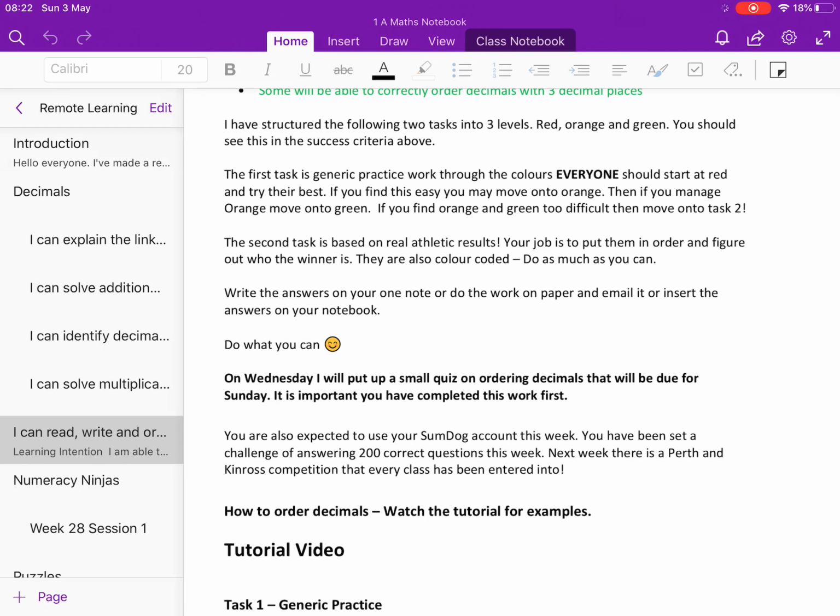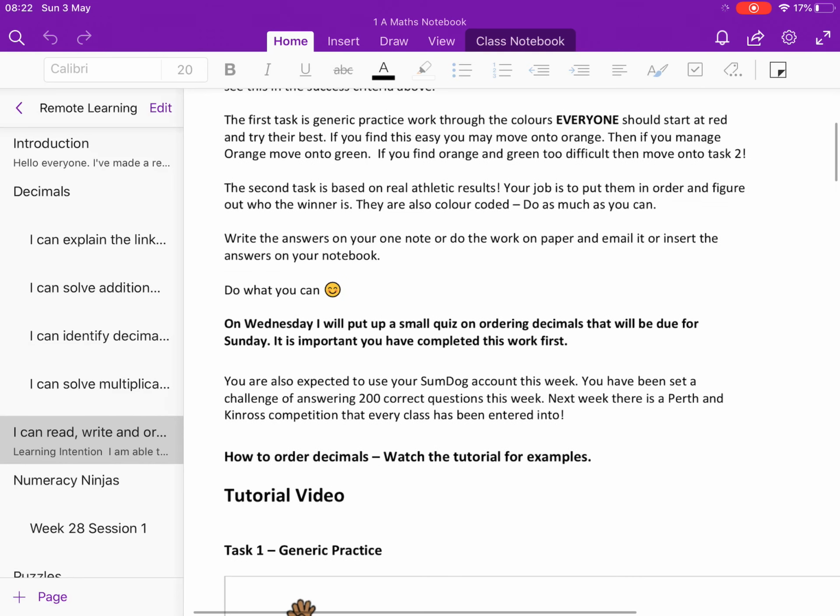This week, you are also expected to use your SumDog account. Next week, we're getting put into a competition. So this week, I've set you a challenge of answering 200 correct answers. I just want you to do that as soon as you finish any of your decimal work, or if you find yourself with an extra 15-20 minutes somewhere, just hop onto your SumDog and get stuck in and do a little bit of work.